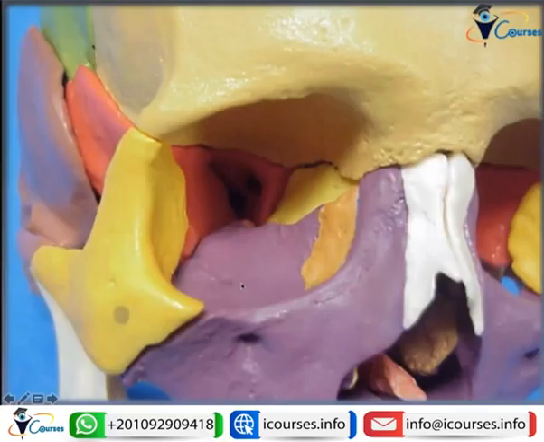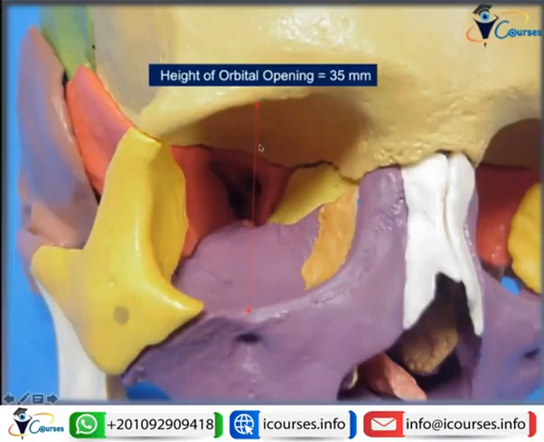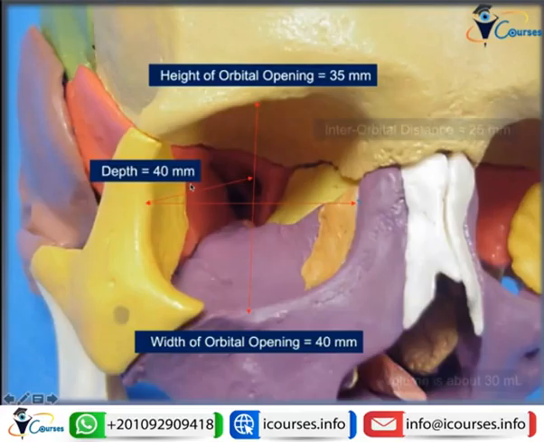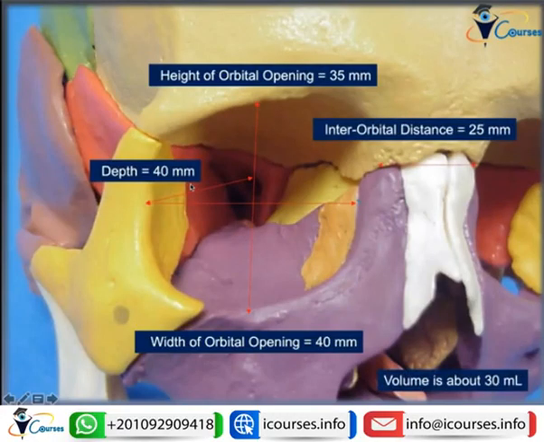Just a quick reminder about some basic data that we mentioned in the first lecture. The height of the orbital opening is 35 millimeters. The width of the orbital opening is 40 millimeters, while the depth of the orbit is 40 millimeters, the interorbital distance is about 25 millimeters, and the volume is about 30 milliliters. So these are just some quick reminders about the orbital dimensions. I hope that you remember them.